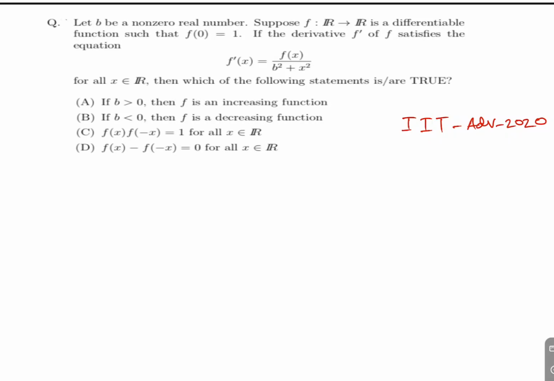Option A, if b is positive then f is increasing, and if b is negative then f is decreasing, and option C, that product of f(x) and f(-x) equals 1, and option D, that is f is an even function. So dear students, first you should try this problem yourself, and after a sufficient number of tries you should see this video.